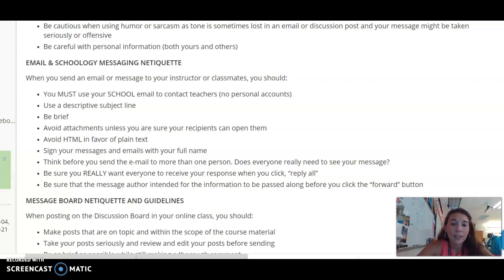Think before you send the email to more than one person. Does everyone really need to see your message? Be sure you really want everyone to receive your response when you click Reply All. Be sure that the message author intended for the information to be passed along before you click the forward button.